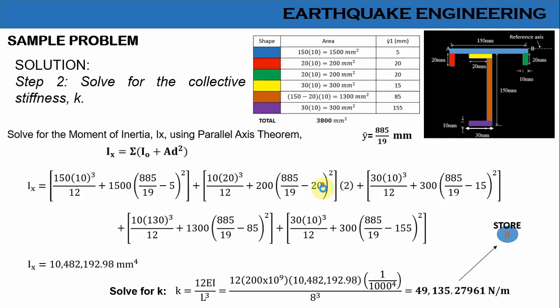Now, we need to use the parallel axis theorem. Remember this one, when our y bar is what we got earlier. Let's start with the blue shape. What is the moment of inertia of a rectangle? This is all rectangles, so therefore bh cube over 12. So, start with the blue: base times height, so 150 times 10 cube over 12, plus our area 1,500 times our d, which is this one. We subtract the y bar minus the centroid of the shape.